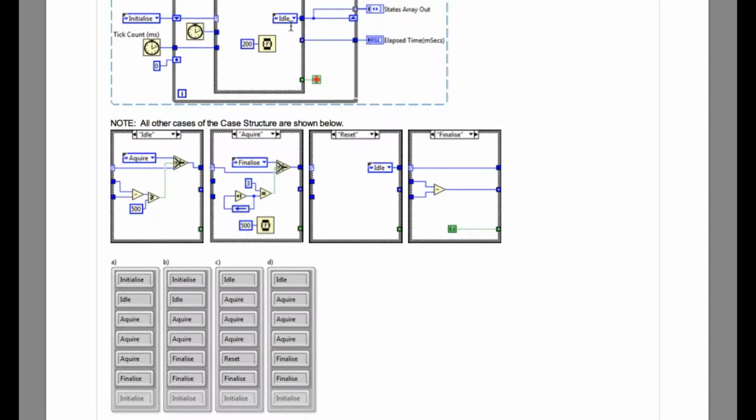So if you look very carefully, the idle is followed by the acquire, and the acquire is going to execute for 3 times because of the feedback loop, and then it will go to the finalize. So in no way it is entering the reset state. So that means option D is going to be the correct answer.